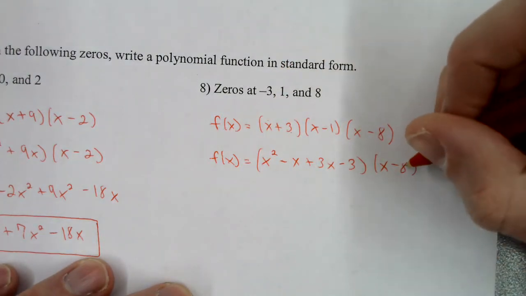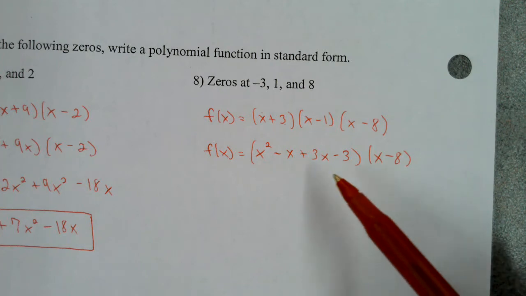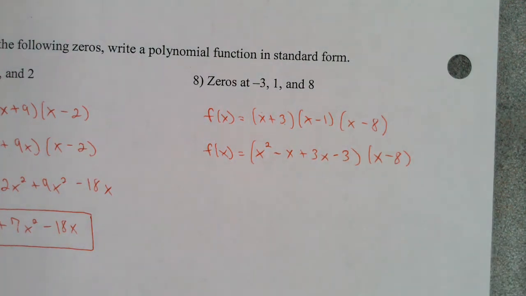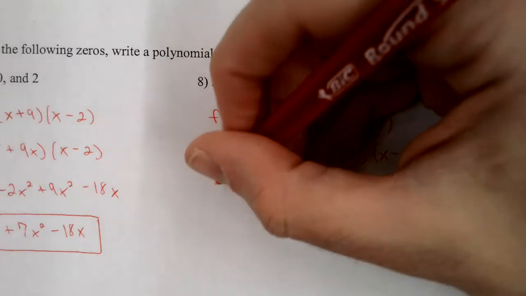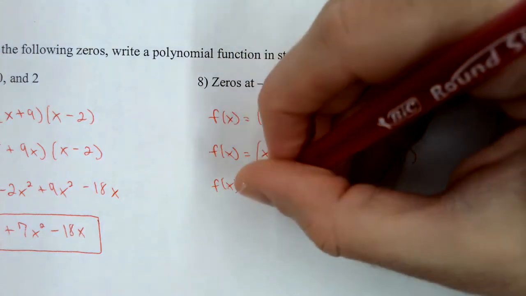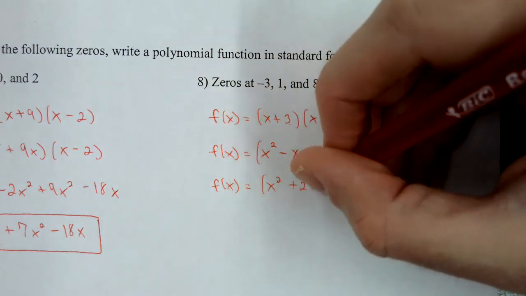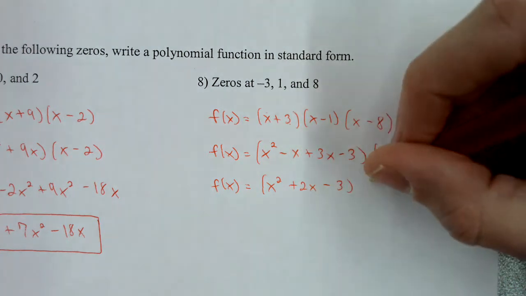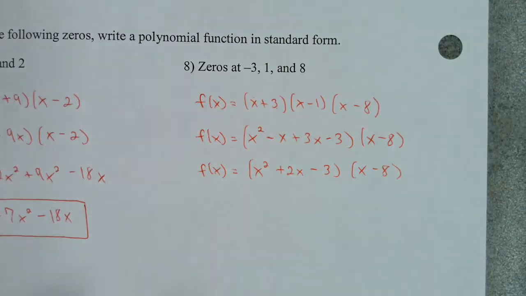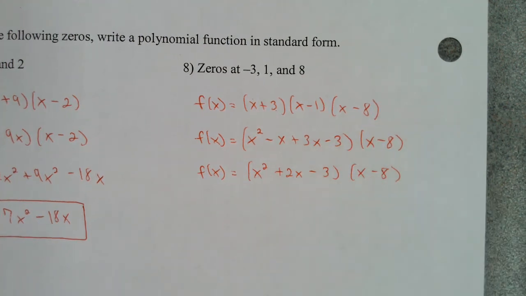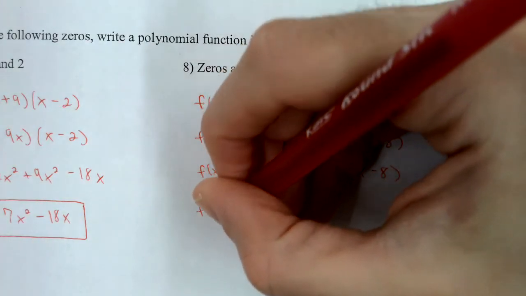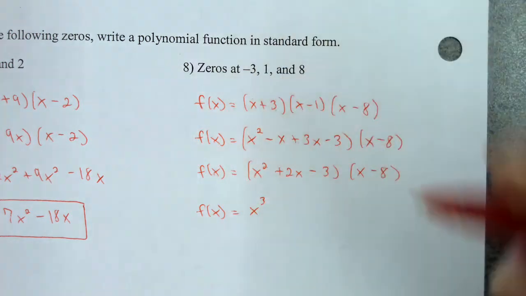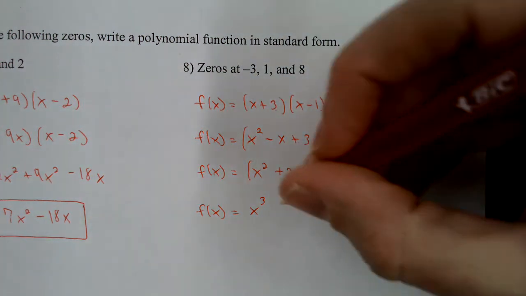Now, I would combine like terms now. Otherwise, you're going to be doing 4 terms times 2 terms. Let's combine like terms, so we only have to do 3 terms times 2 terms. So let's make this plus 2x, just to save us a little bit of time. And now let's distribute. X squared times x will be x cubed. X squared times negative 8 will be minus 8x squared.